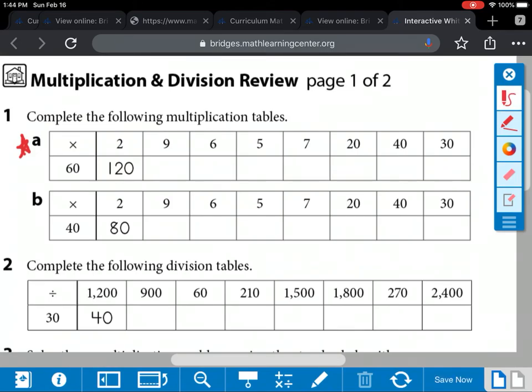With the division tables, it's kind of the opposite. So it's asking us how many groups of 30 do I need to make 900? How many groups of 30 fit into 900? And so you can think 30 times what gives you 900, and you can check using those multiplication strategies that I just talked about. That should work for every one of those problems.